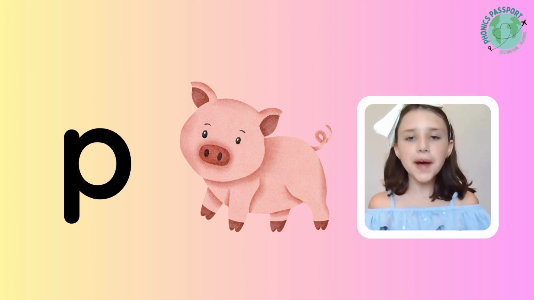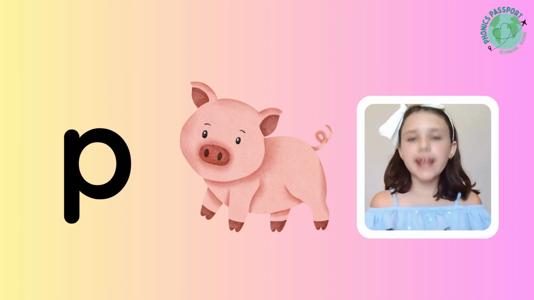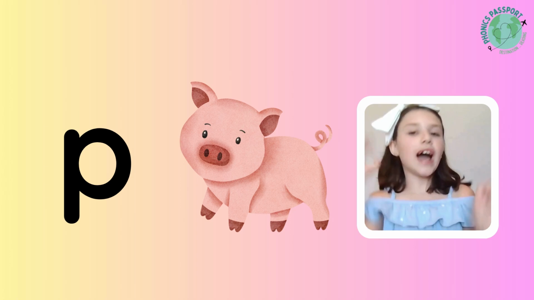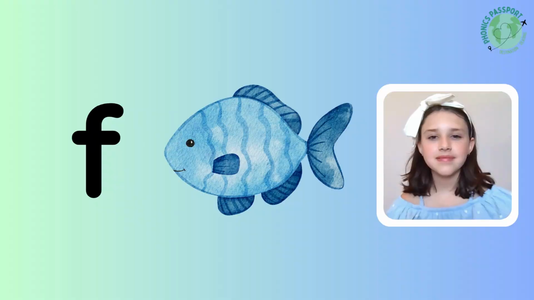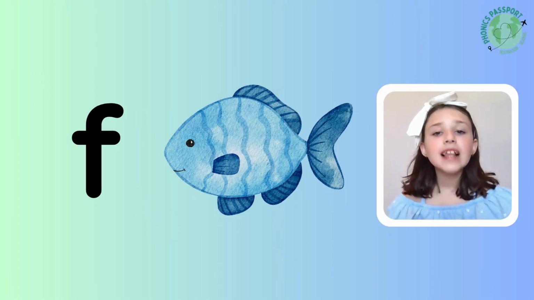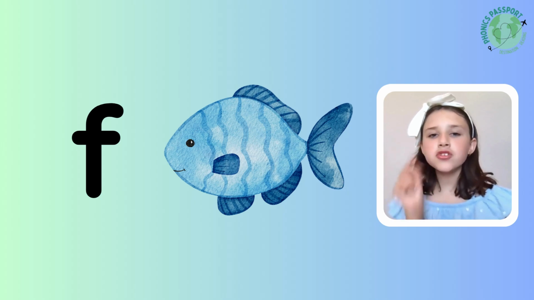P spells p, like the beginning of the word pig. Watch me. Now you try. F spells f, like the beginning of the word fish. Watch me. Now you try.